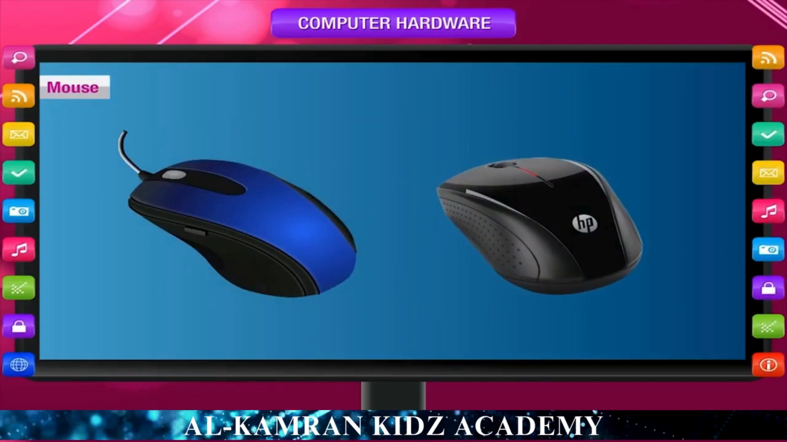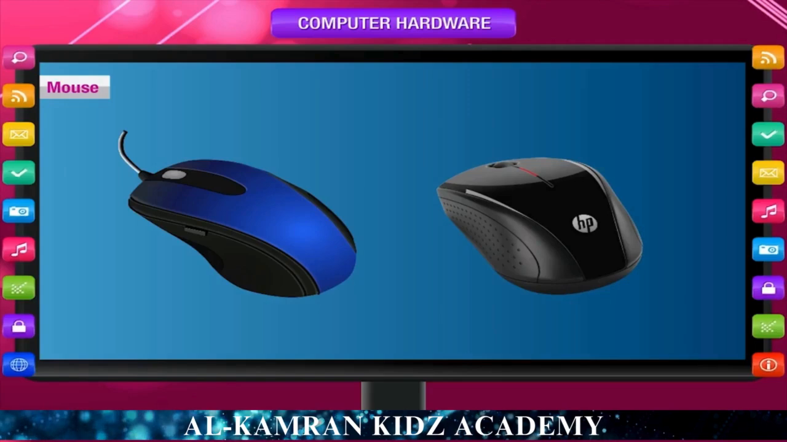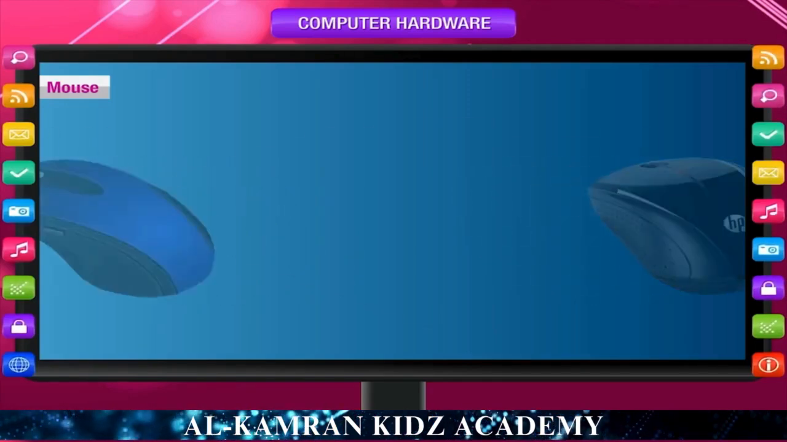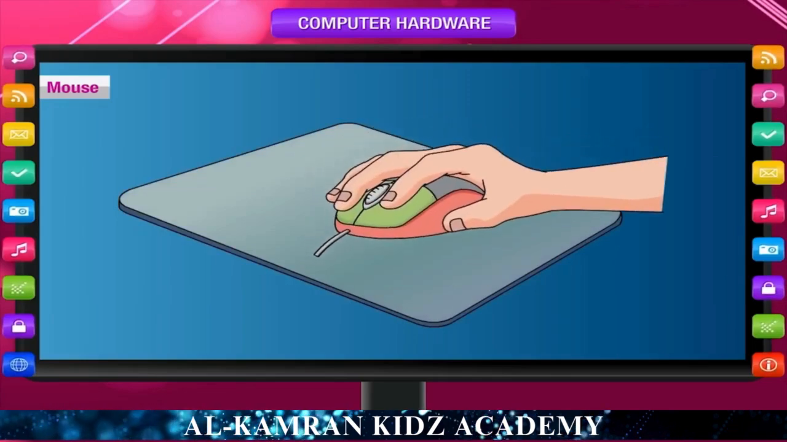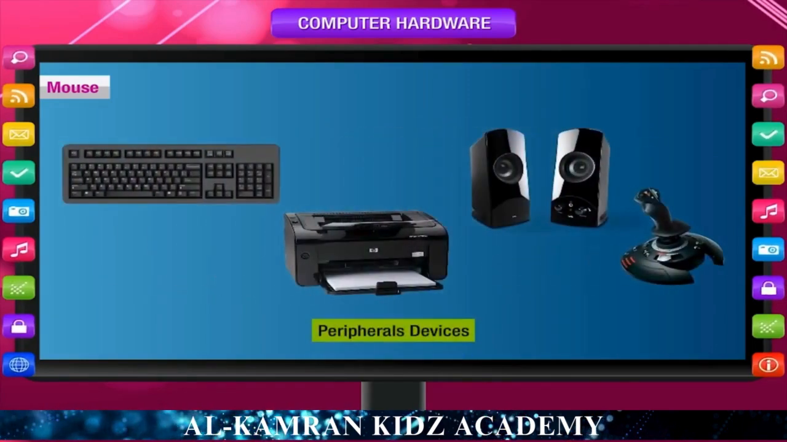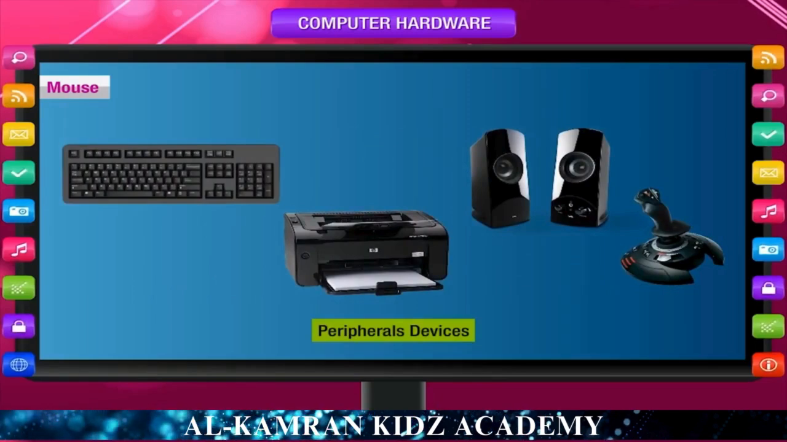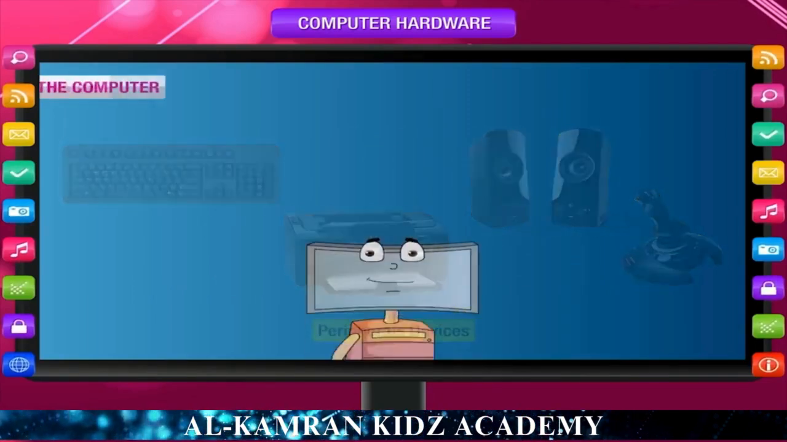Mouse. The mouse is a pointing device attached to the computer that controls the movement of the cursor on the screen. It allows the user to run commands using point, click, double-click, and drag methods. Many other devices can be attached to the computer. The devices connected to the CPU are called peripherals.